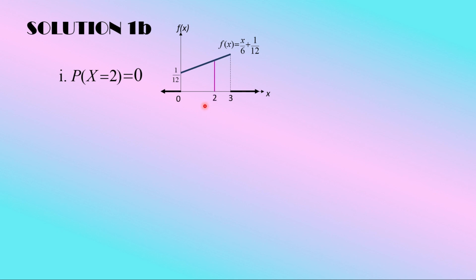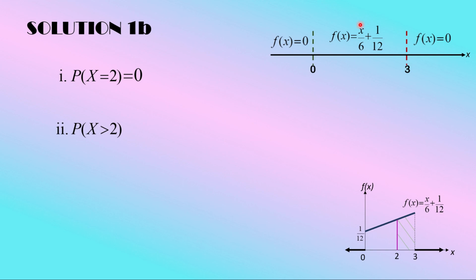Solution 1b. Find the probability of random variable x at x equals 2. So the answer is 0. Why? It is one of the properties of a probability density function, and it can be explained by the graph. It is just a line at x equals 2. So the probability that x equals 2 is the area of a line, and remember the area of a line is 0.